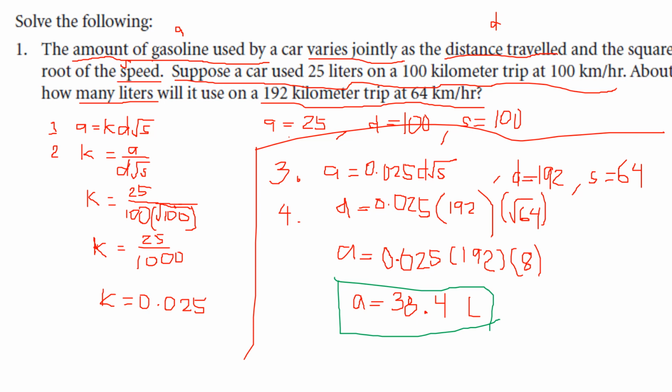Let's check if it's correct: 0.025 times 192 times 8. That gives us 38.4 liters. Okay, any questions?